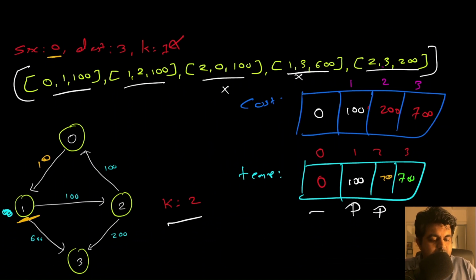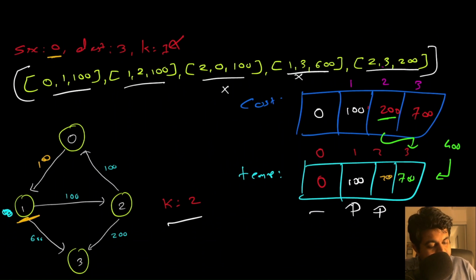And next value is 2 to 3 is 200. So this value, we can see that we are able to reach city number 2. That means we can reach city number 3. The cost is going to be 200 plus 200, 400, but the current maximum cost to reach that particular city is 700.